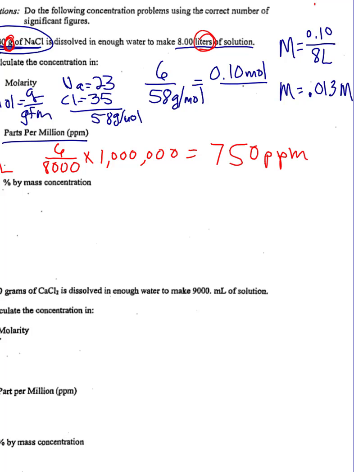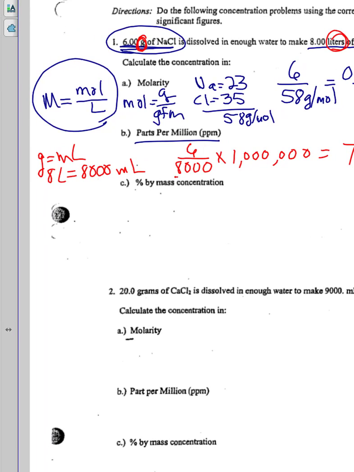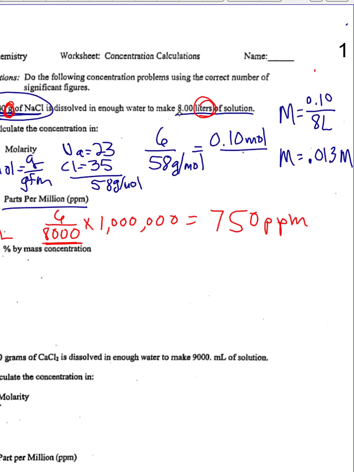Now, some of you might be wondering, why didn't I add the 6 to this 8,000? And it's because of the way this is worded. 6 grams of sodium chloride is dissolved in enough water to make 8 liters of solution. That is the final volume of the full solution. They did not give us the volume of the solvent separate. So this means this is our total, so we do not have to add in this case.